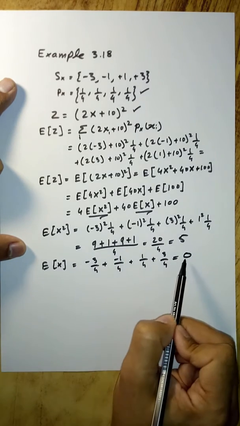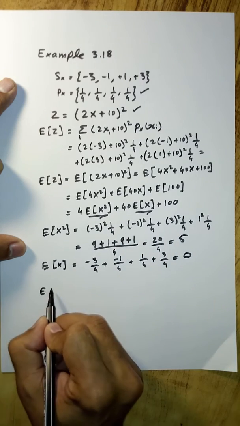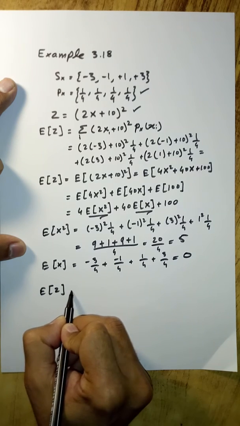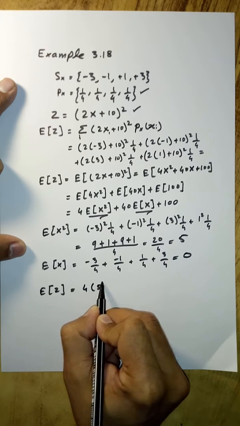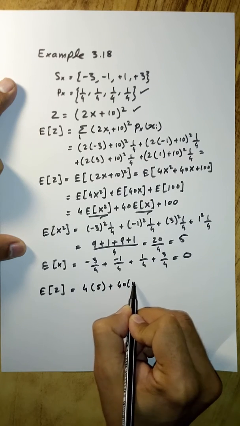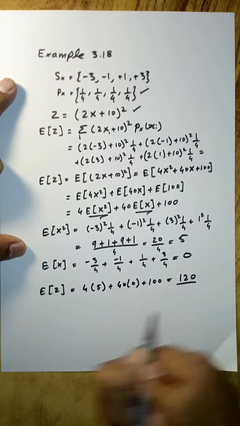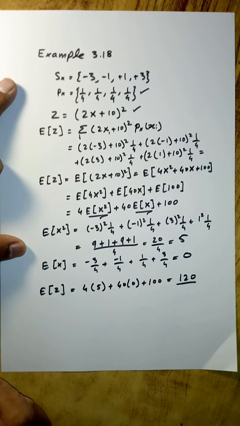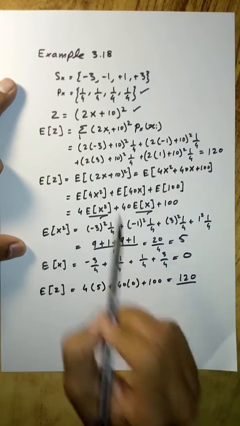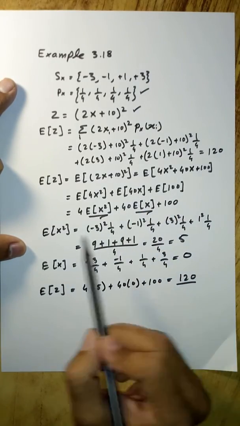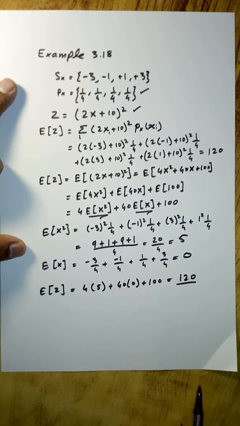Plug these values back into this equation, and we find the expected value of z to be equal to 4 into 5 plus 40 into 0 plus 100, which is 120. If we had done all the calculations directly, that would also give us 120. So both ways are okay. Sometimes this way is easier, however you can do it either way, and that will be all right.